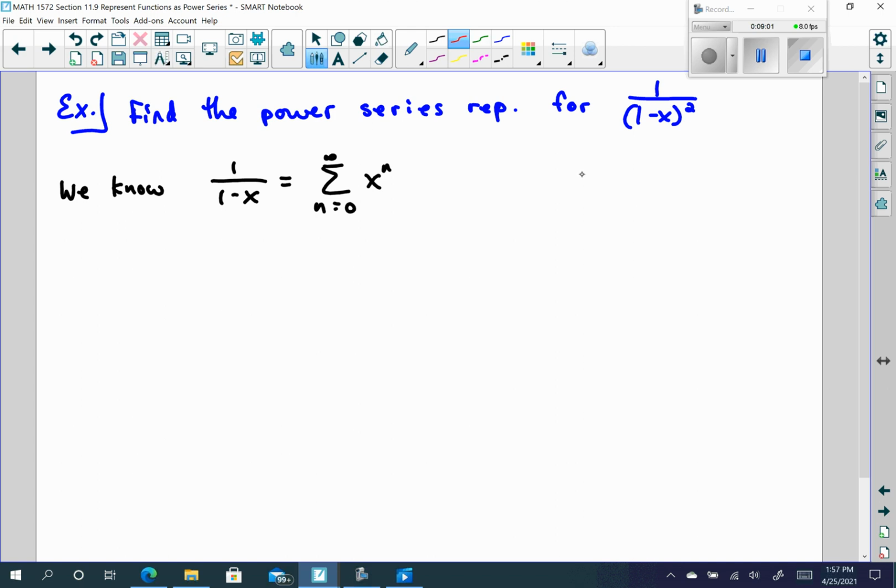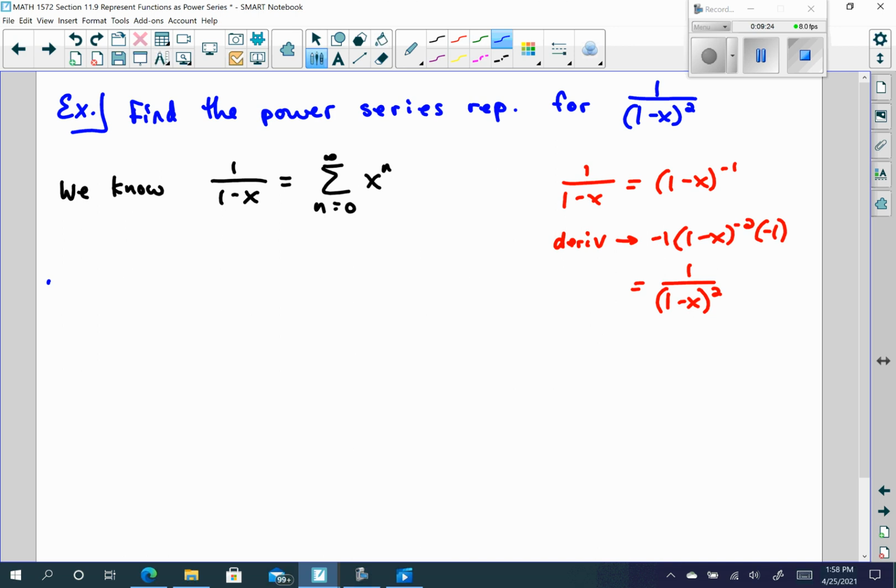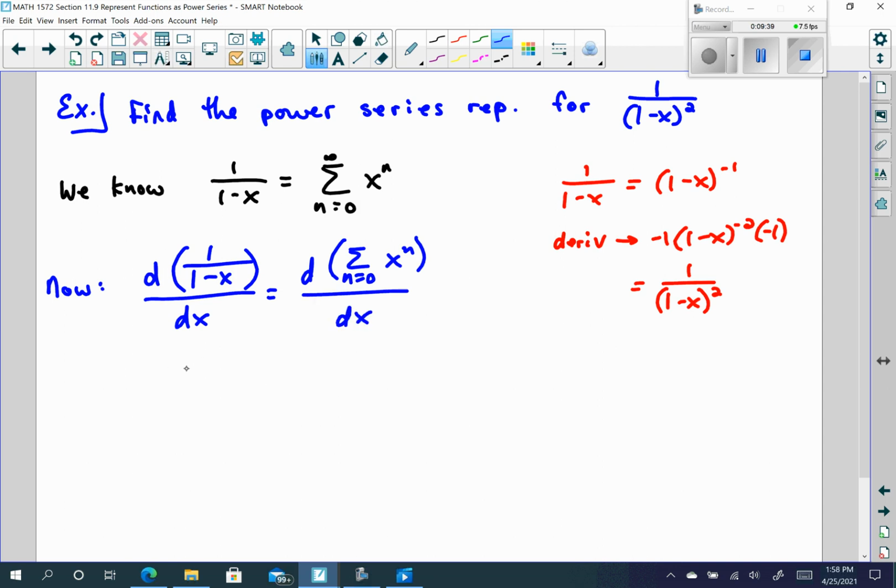So let's, off to the side, let's start with 1 over 1 minus x, which is equal to the quantity 1 minus x to the negative first. If I were to take the derivative, this would give me negative 1 times the quantity 1 minus x to the negative second times the derivative of the inside, which is negative 1. So then this does become 1 over 1 minus x, that quantity squared. So we want to take the derivative of both sides. So then I'll write it this way. The derivative of 1 over 1 minus x dx is going to be the derivative of this dx. So this becomes 1 over 1 minus x, that quantity squared.